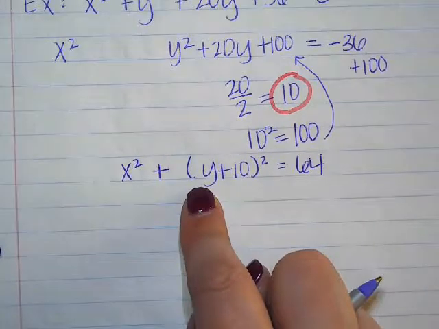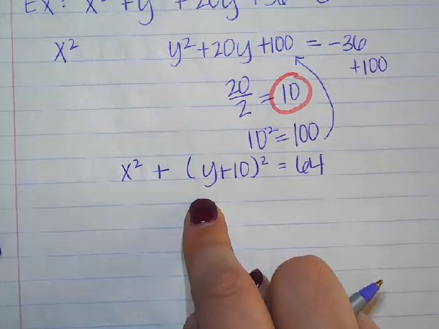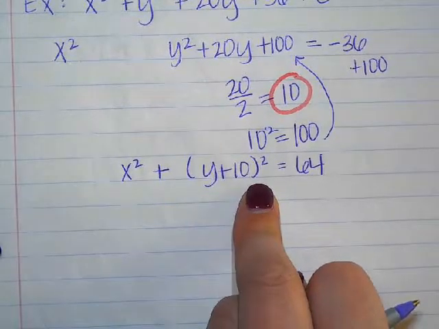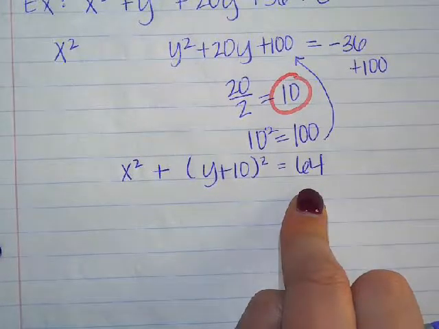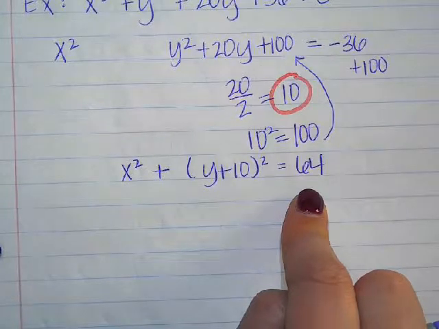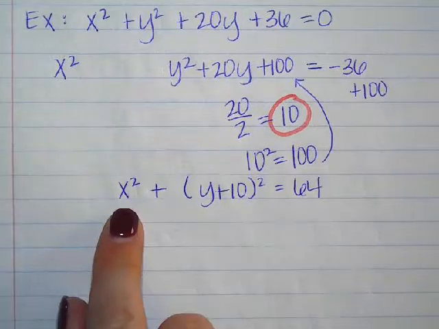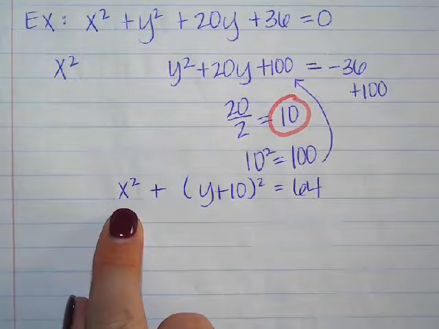And do we know what the center is for this circle? 0, negative 10. And the radius is 8. Okay, so you can still do it if there's a missing term. It just means that that part of the center is a 0. That's why there was nothing else there.